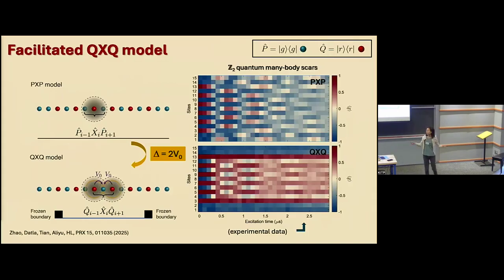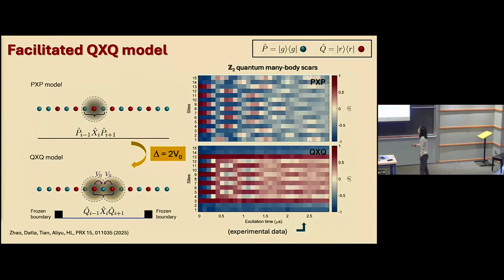And we can realize what is called the QXQ model, where Q is the Rydberg state projector, which is simply dual to the PXP model. Okay, all we have to do is just change the detuning now to compensate for this facilitation shell. So now this atom in the middle has to sit at the facilitation shell radius of the Rydberg atom to the left and to the right, then it's able to flip its spin.